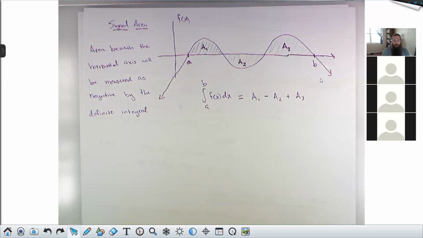If the graph is completely above the x-axis, then all the area would be positive. If the graph is completely beneath the x-axis, all the area would be negative. And if there's a mix and mash of both, then the area that's beneath the x-axis is negative, and the area that's above the x-axis is positive.